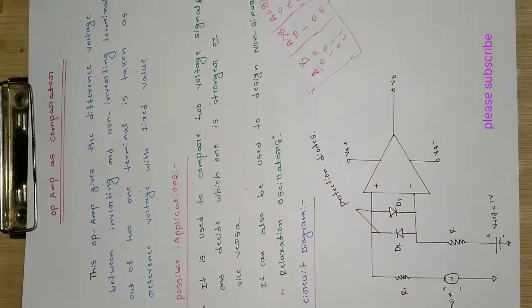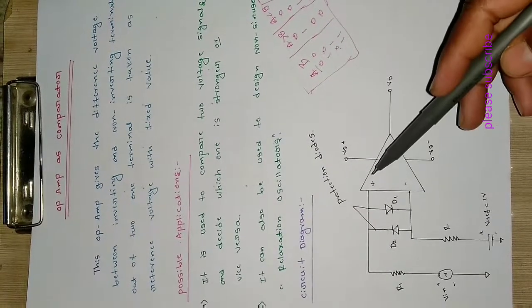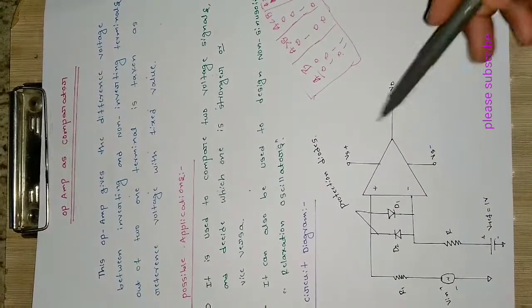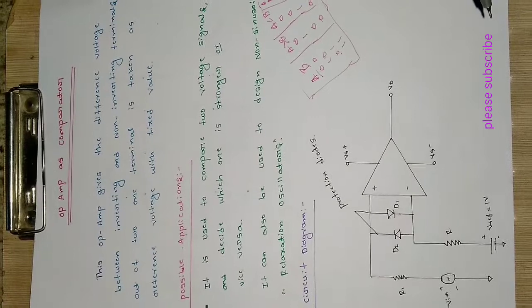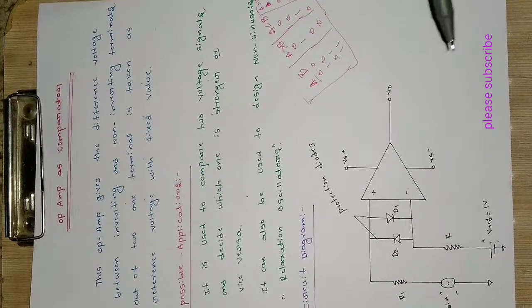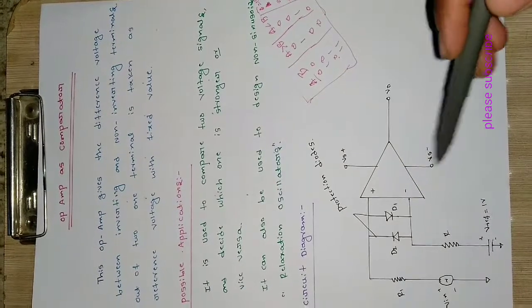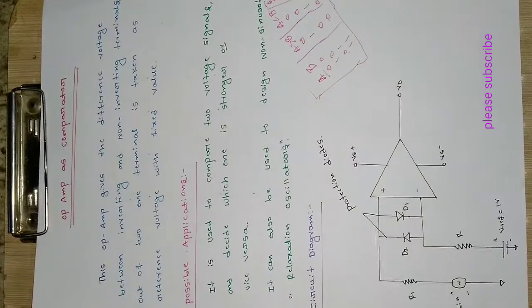So this is an open loop configuration. As you can see, there is no feedback either through the inverting or non-inverting terminal here. So there is no feedback, so its gain will be huge. That is, if you apply 1 millivolt of input signal, then the output will be in terms of hundreds of volts, because it is just like an ideal operational amplifier which has infinite gain.